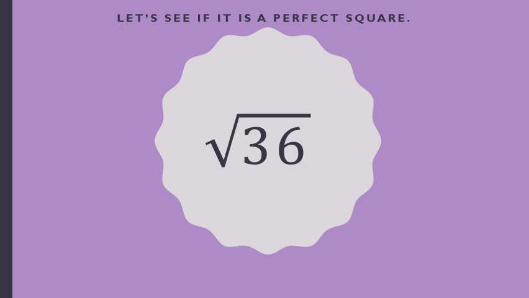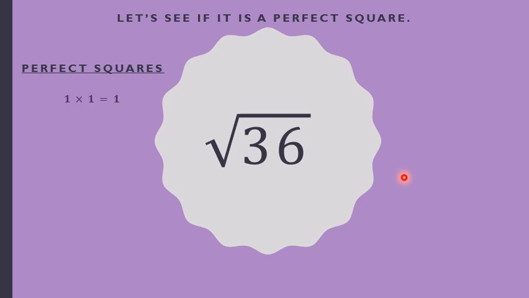So first, let's see if 36 is a perfect square. We know we're looking for a perfect square because we have this square root symbol. We're trying to find the square root of 36. If we're lucky, it's going to be a perfect square. So what I like to do in my head, and this will get faster with practice, is go through my perfect squares.